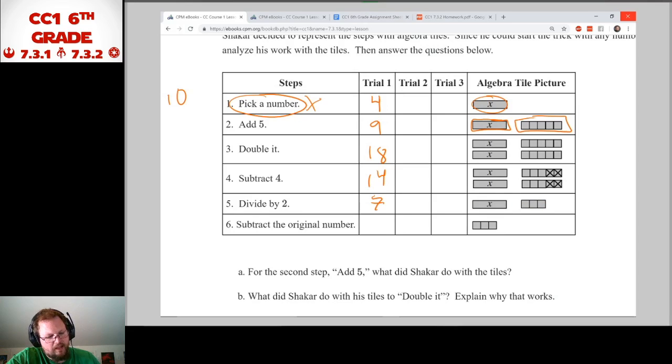And then lastly, when they subtract the original number, that's removing the x tile, or the unknown value. You remove the x from this, and then you have 3 again. You can see that no matter what you end up starting with, you're always going to land on 3.